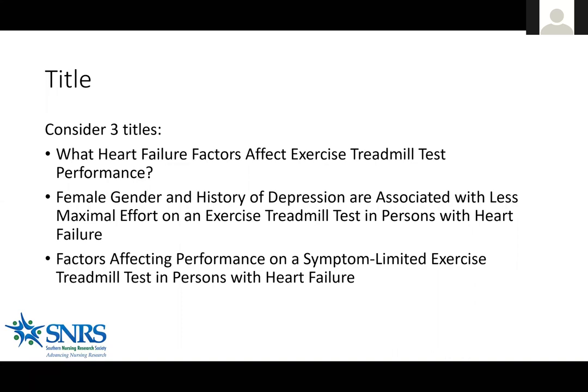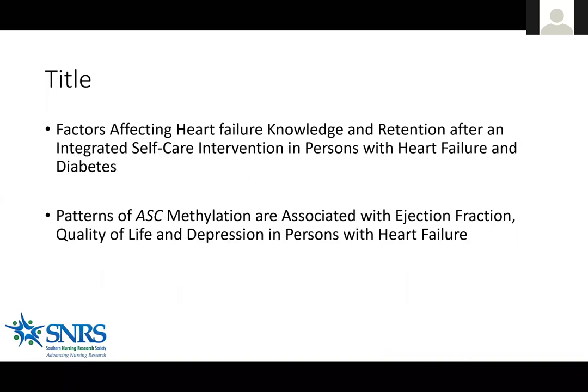Some other title examples might be something like: factors affecting heart failure knowledge and retention after an integrated self-care intervention in persons with heart failure and diabetes. I think that was a little long, but that's what I went with at the time. So when you look back, you might think, oh, I could have probably written a better title.